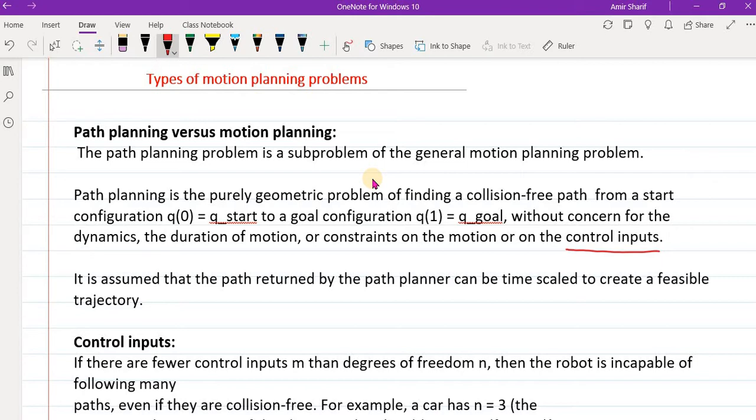It is assumed that the path returned by the path planner can be time scaled to create a feasible trajectory. So once you have a path from the start to the goal location, later it can be time scaled to get a trajectory. This is the trajectory generation task, and we shall study a little bit about it at the end of this lecture.